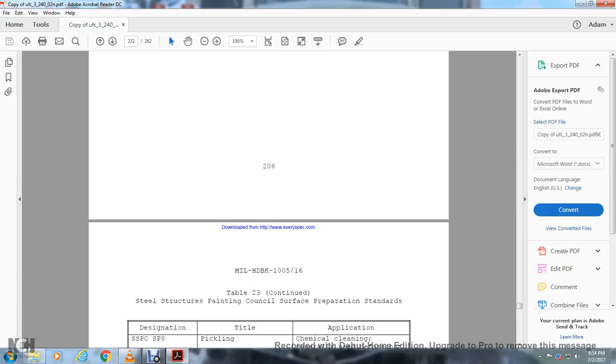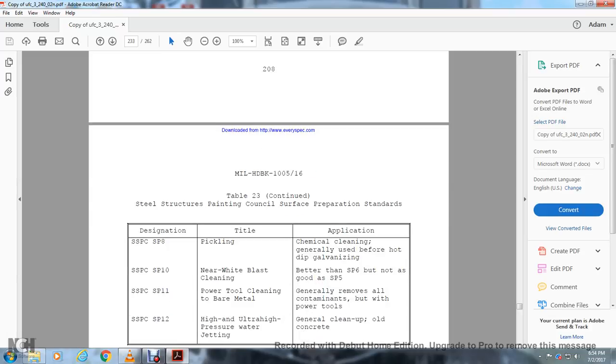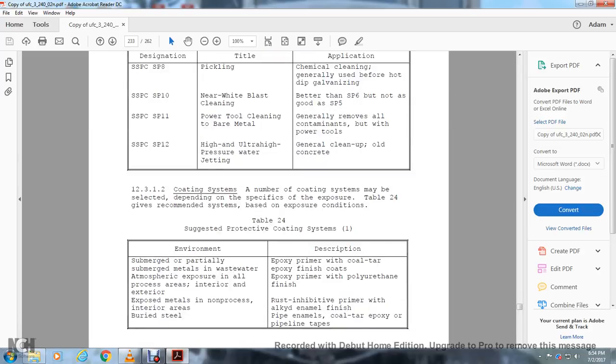Table 23 continues, Steel Structures Painting Council surface preparation standards. SSPC SP8: pickling, a chemical cleaning generally used before hot-dip galvanizing. SSPC SP10: near-white blast cleaning, better than SP6 but not as good as SP5. SSPC SP11: power tool cleaning to bare metal, which generally removes all contaminants but with power tools. SSPC SP12: ultra-high-pressure water jetting, generally used to clean old concrete.